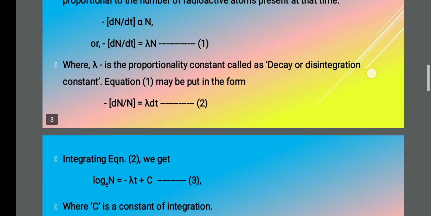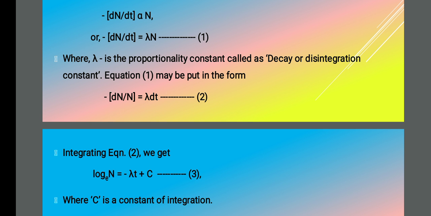Initially you have the term minus dN by dt is proportional to N. Now you remove this proportionality and equate the equation, putting it equal to lambda N. So lambda is called the proportionality constant. It can be called the decay or disintegration constant. So the equation becomes minus dN by N equals lambda dt.